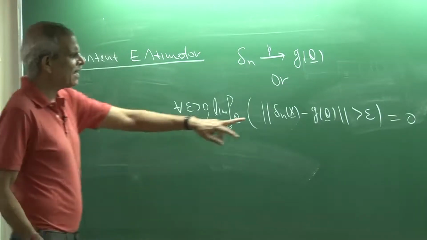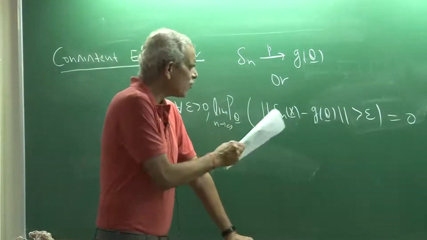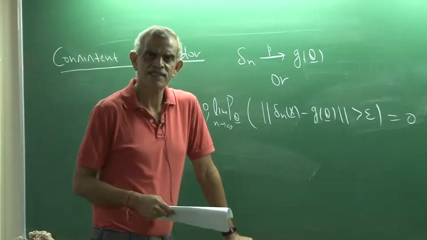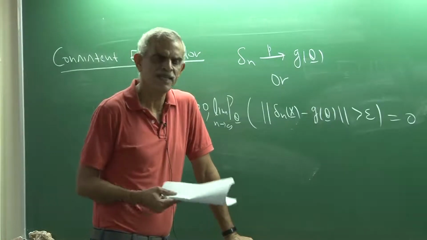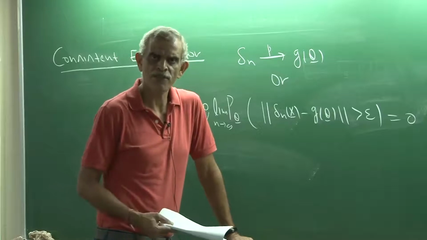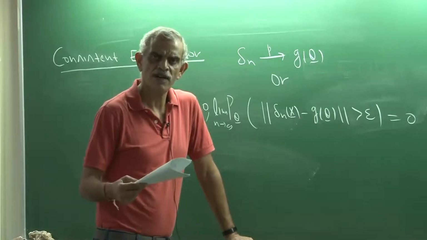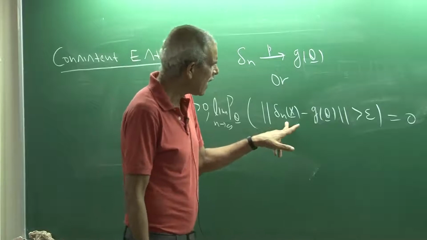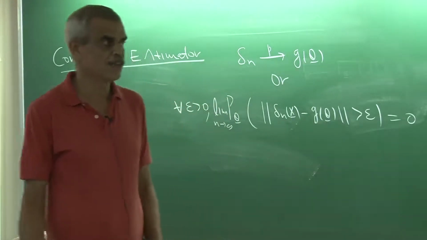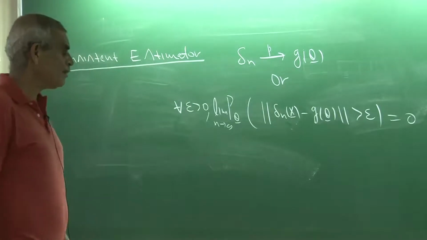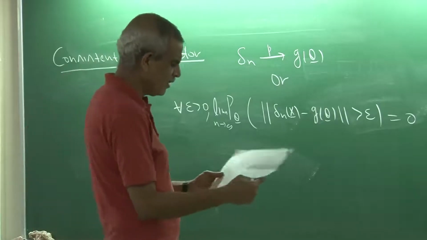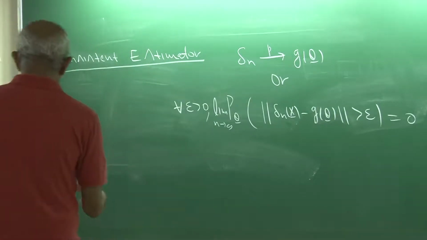Now, this is the minimal thing I expect, because as n goes to infinity, I have a very large sample size. In fact, n going to infinity in a certain sense says that I have exhausted the whole population, or I have all the information about the population. In that case the distance between delta and g theta should be arbitrarily small, or in other words, delta n should be estimating g theta precisely. So any such estimator is called a consistent estimator.